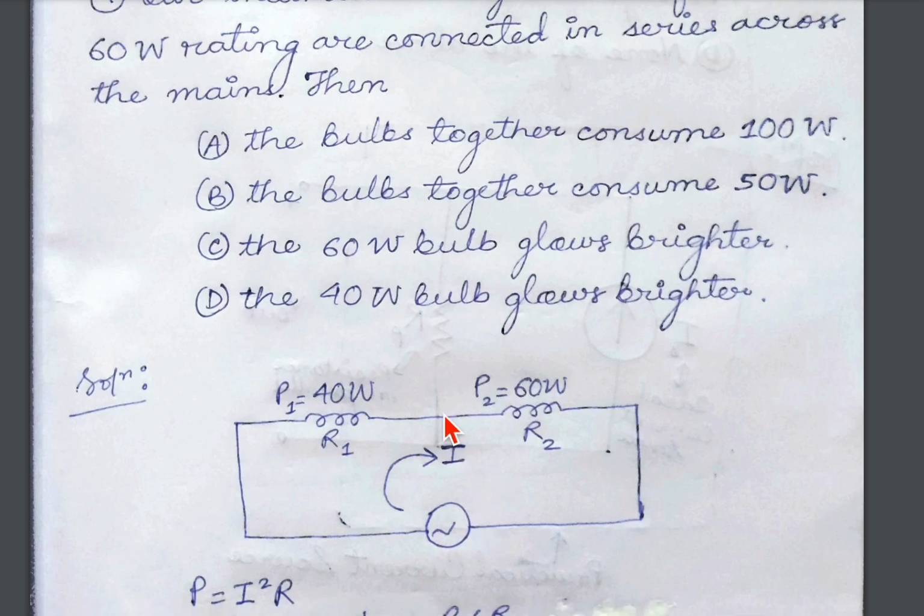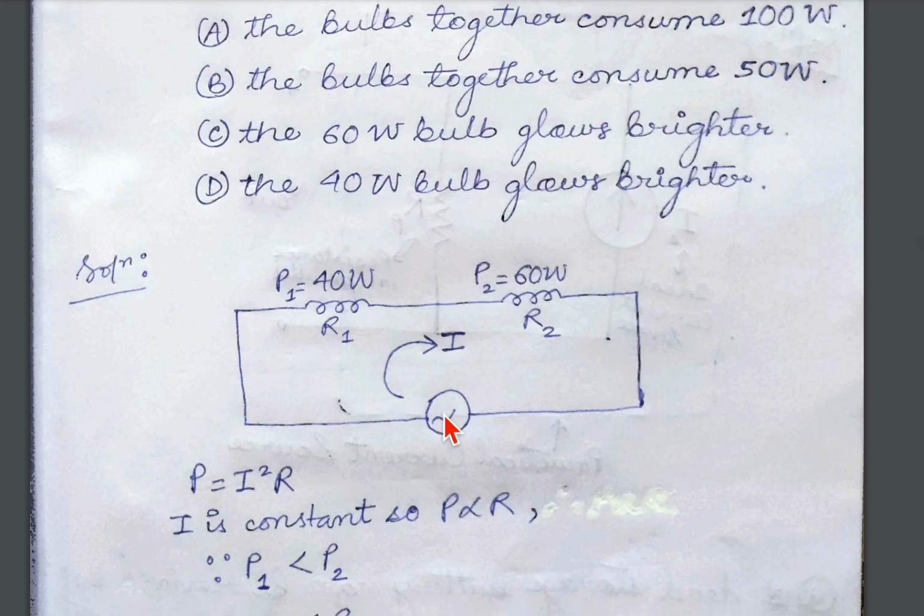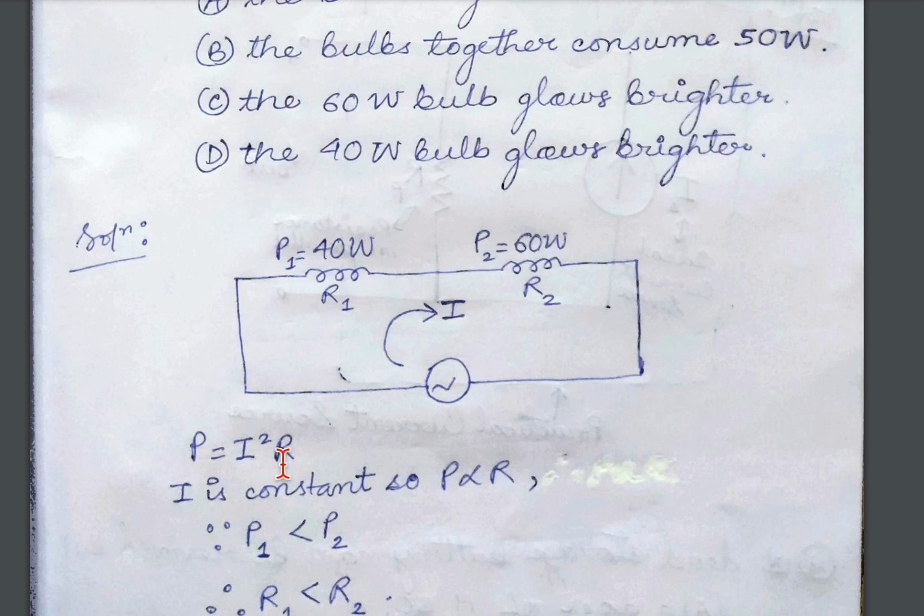Okay. Now we know current stays constant in a series connection. And we know current will depend on the resistance offered by the bulbs. The more the resistance a bulb has, the lesser will be the current flowing through it and vice versa, as resistance opposes the flow of current. Now we know power is equal to the product of current square and resistance. P is equal to I square R.